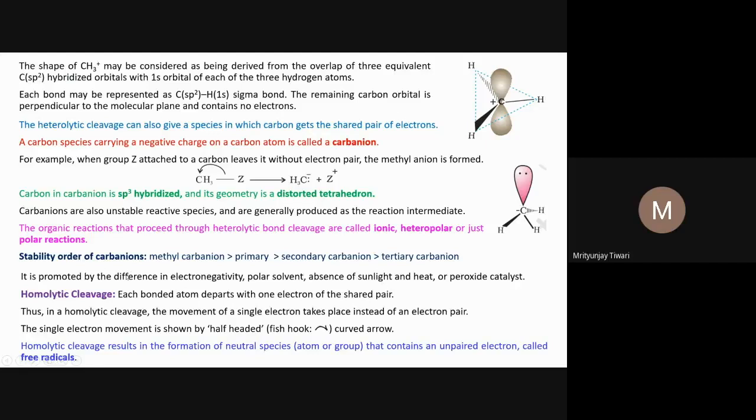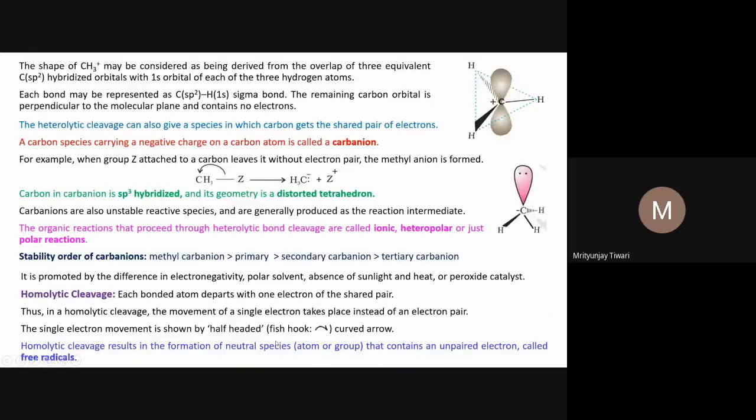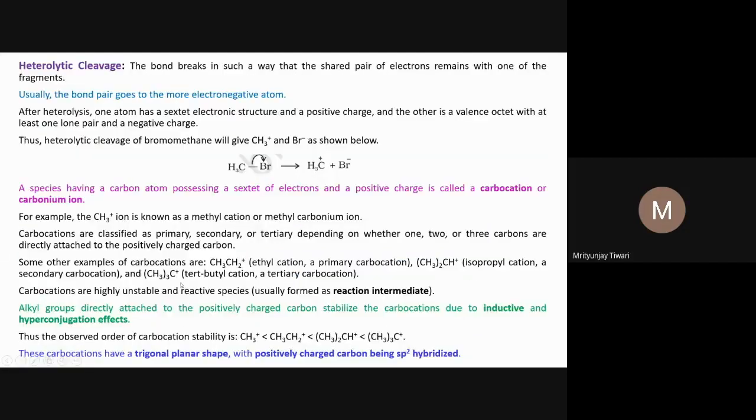If you attach an electron withdrawing group to a carbanion, that electron withdrawing group will stabilize the carbanion. And if you attach an electron withdrawing group to a carbocation, it will pull some electron density even from this carbon atom, so the stability of that carbocation will decrease.